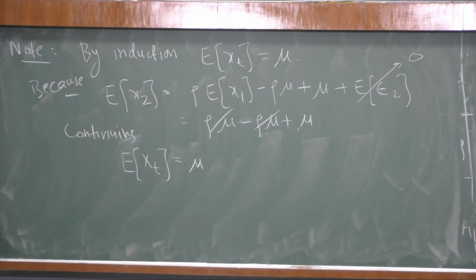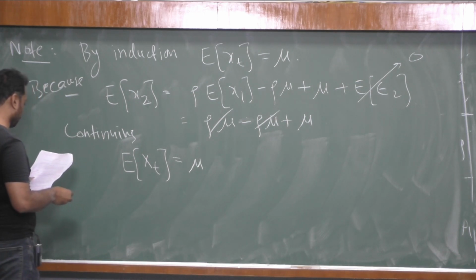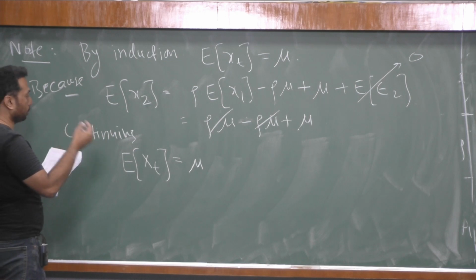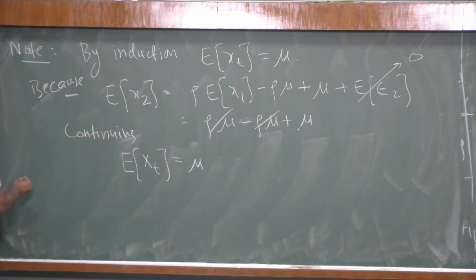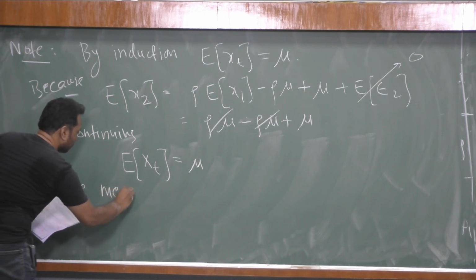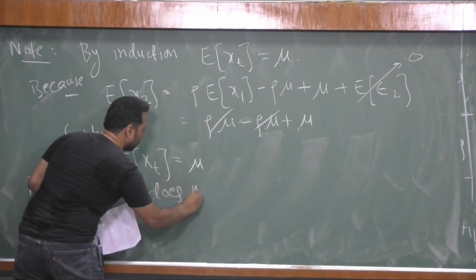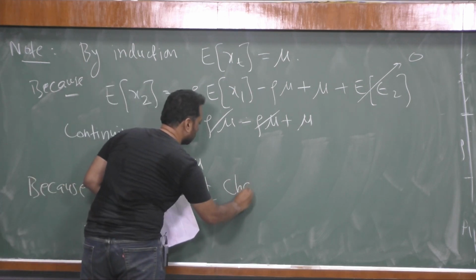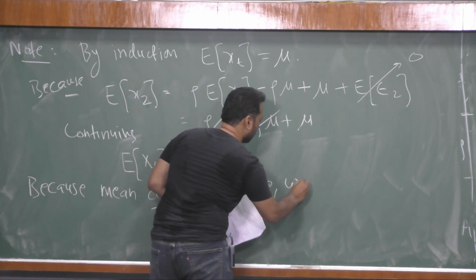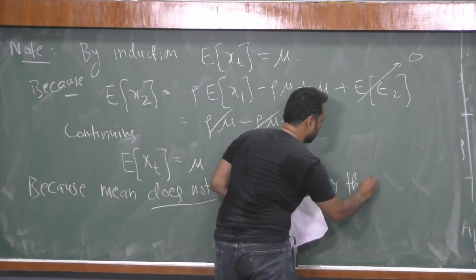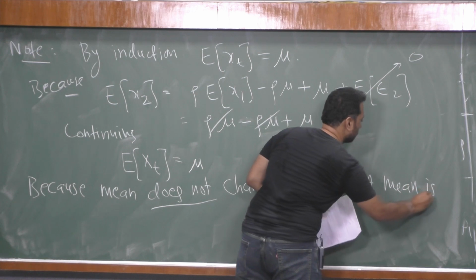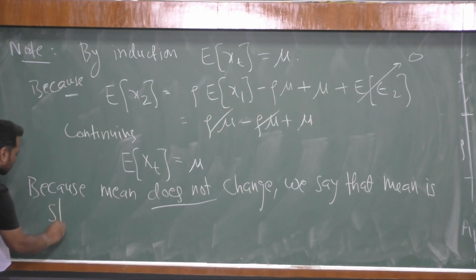So such type of process where the mean doesn't change is called a stationary process. Okay, I mean we say that the mean is stationary basically. So because the mean does not change, we say that mean is stationary.